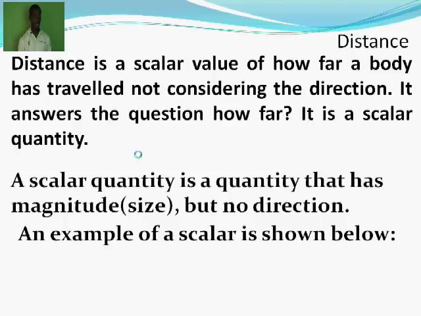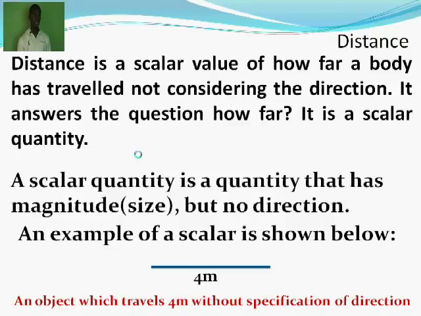An example of a scalar quantity will be shown so that we can know really what we are talking about. Consider an object which travels 4 meters without specification of direction, as shown above. The object traveled 4 meters without specifying the direction of the travel. This is a typical example of a scalar quantity. The direction is not known and specified, so we regard it as a scalar quantity.